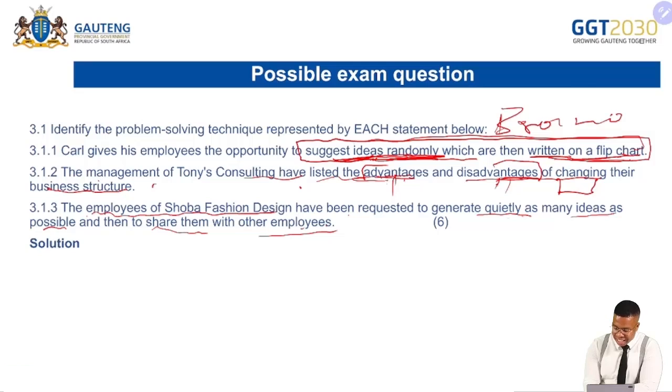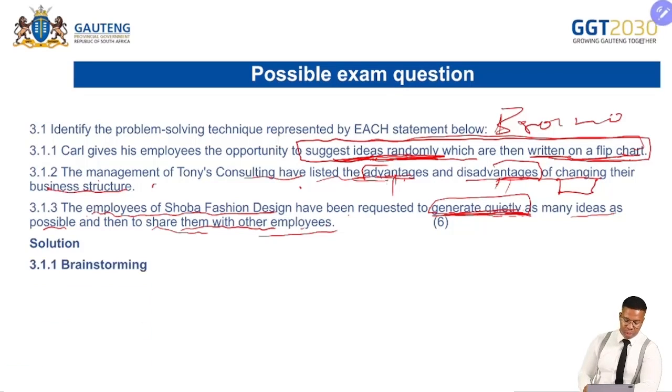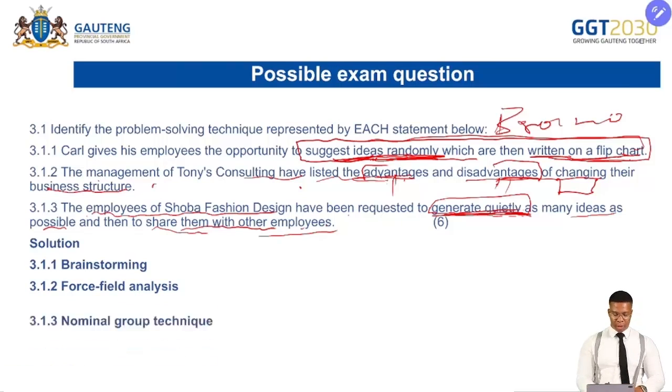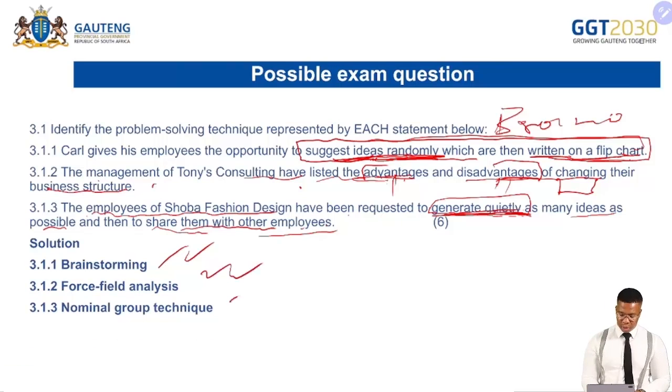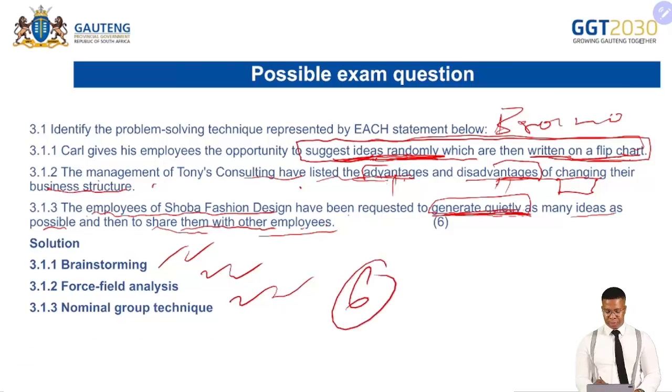Generating ideas quietly and silently and sharing them with others. So the issue of generating those ideas quietly makes the answer there to be nominal group. So we have brainstorming, force field, and nominal group. So that is how you get your mark there.